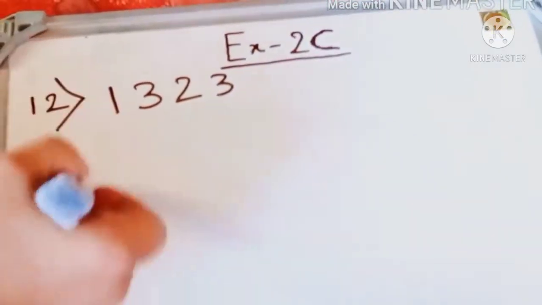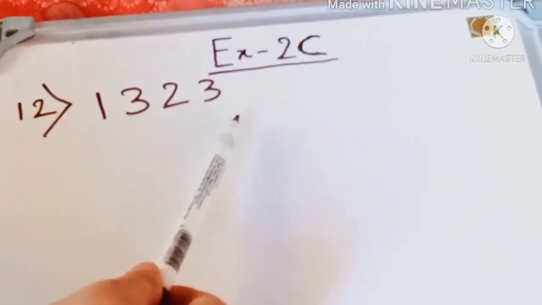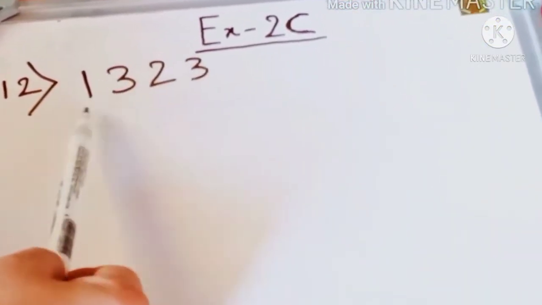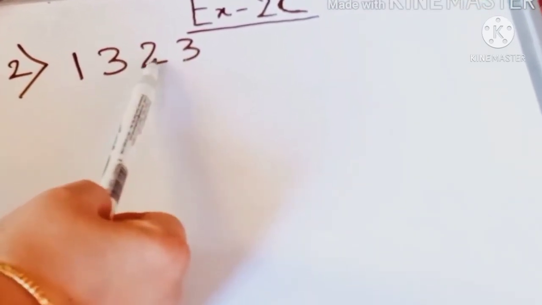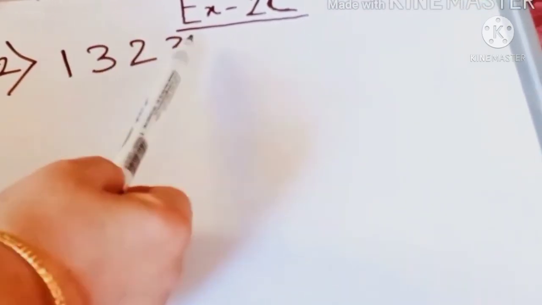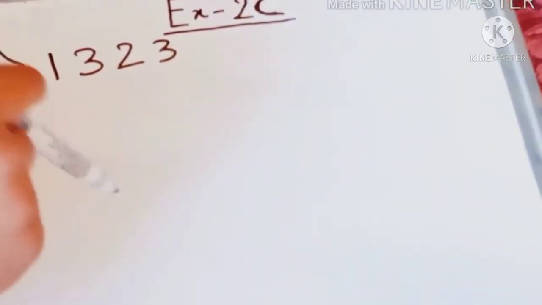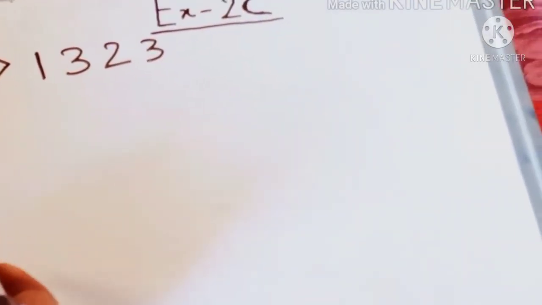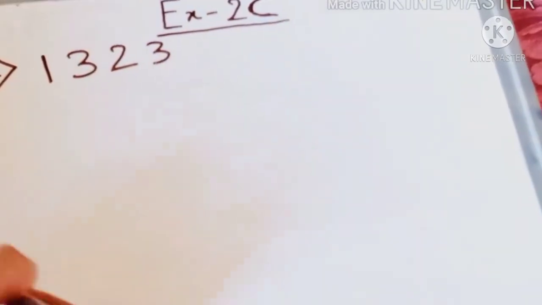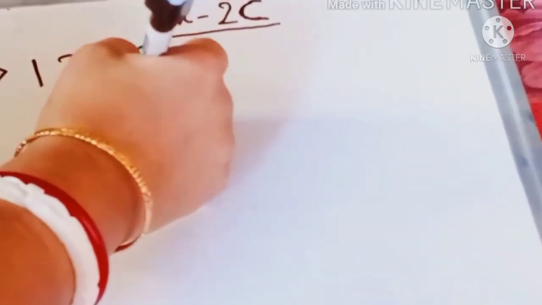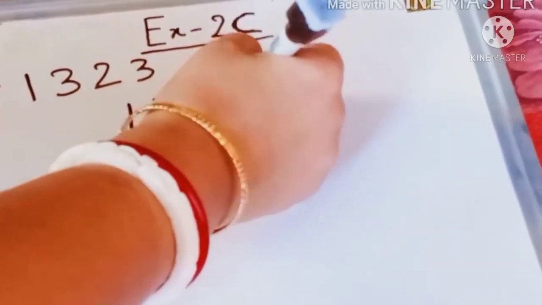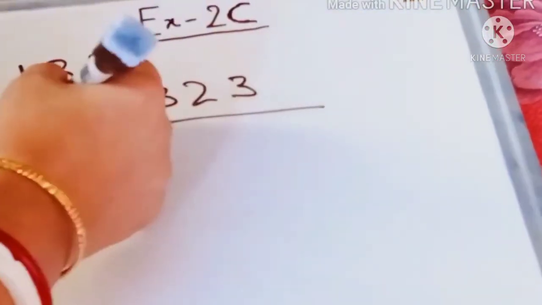1323. 1323 is an odd number. But let's see the sum of the digits. 3 plus 2, 5, 5 plus 3, 8 and 1, 9. So the sum of the digits is 9, which is divisible by 3. So 1323 is divisible by 3. So let's start the division method. 1323 divided by 3.